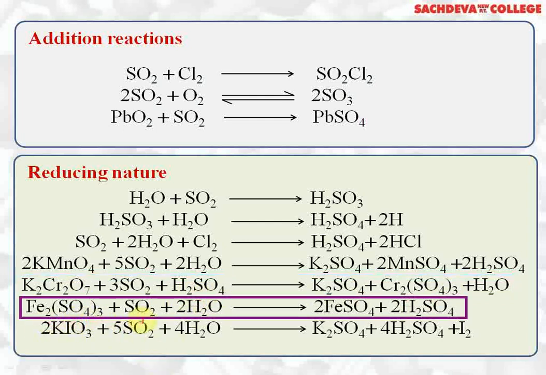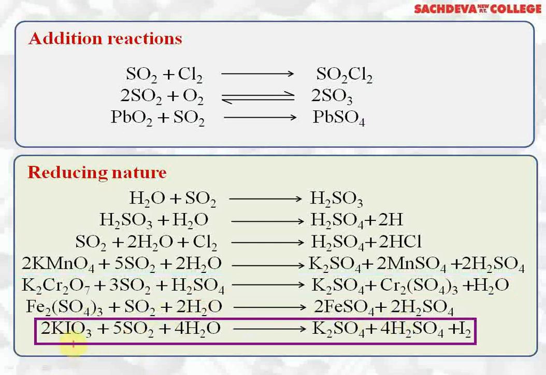Ferric sulfate gets reduced to ferrous sulfate with the help of aqueous solution of sulfur dioxide, plus 2H2SO4 is formed. Potassium iodate can be reduced to iodine with the help of sulfur dioxide in aqueous solution, plus you will get K2SO4 and sulfuric acid. So in all these reactions, sulfur dioxide in aqueous solution is acting as a reducing agent.